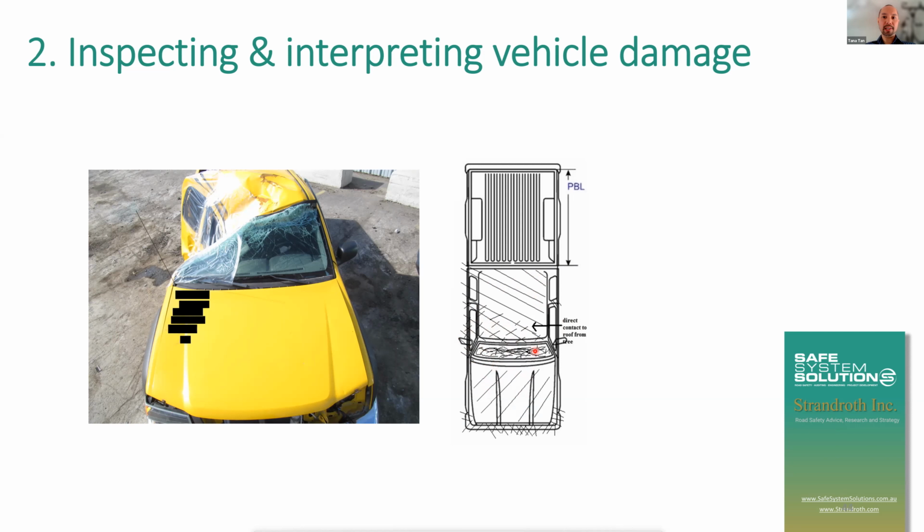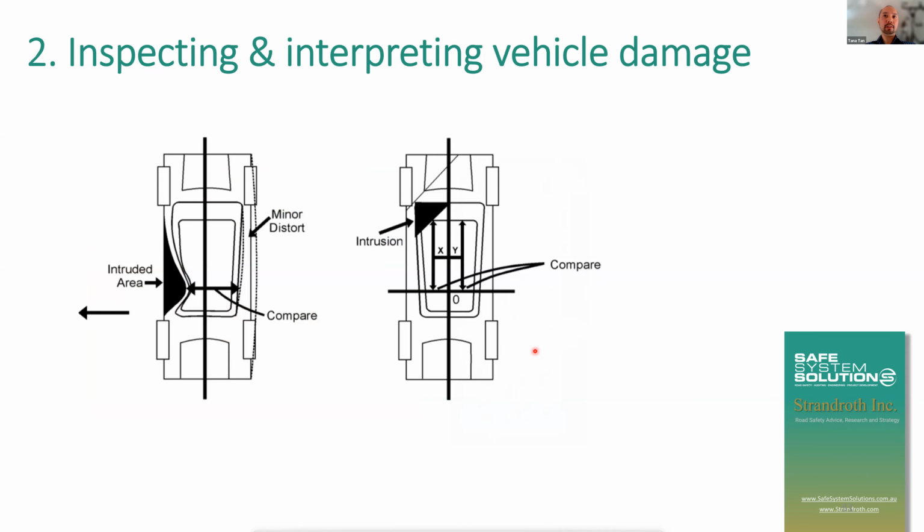Now, a question I was asked earlier is crush versus intrusion. So these next few slides are going to walk you through how we can measure intrusion. In the image on the left-hand side here, we've got a vehicle that's been impacted on the left. And we can see on the outside, this is what's called the crush. But because this diagram relates to the interior of the vehicle, we indicate that the intruded area is here.